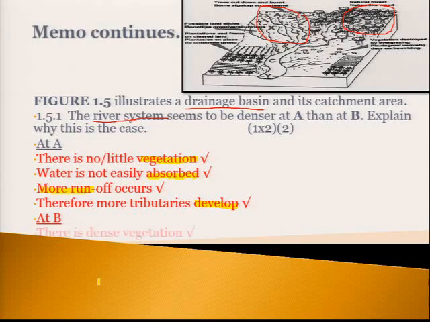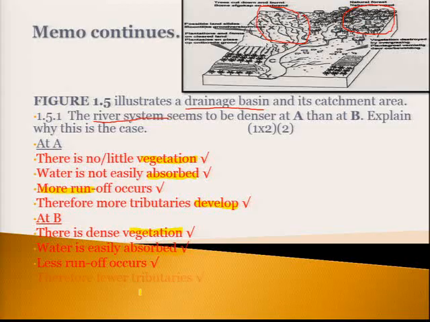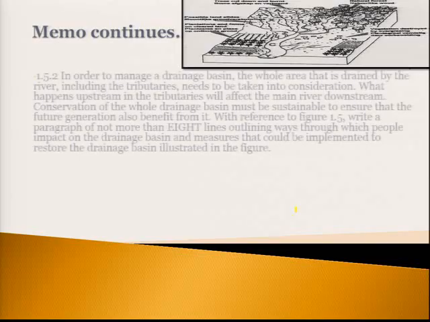Now let's check B. At B, you started to have more vegetation cover. Water will be easily absorbed because there's vegetation, and then there will be less runoff because of vegetation, therefore fewer tributaries. No wonder we start to have only 2 tributaries. If you check here, only 1 and 2, unlike in area A where there are many. You take any of them and we work with it.